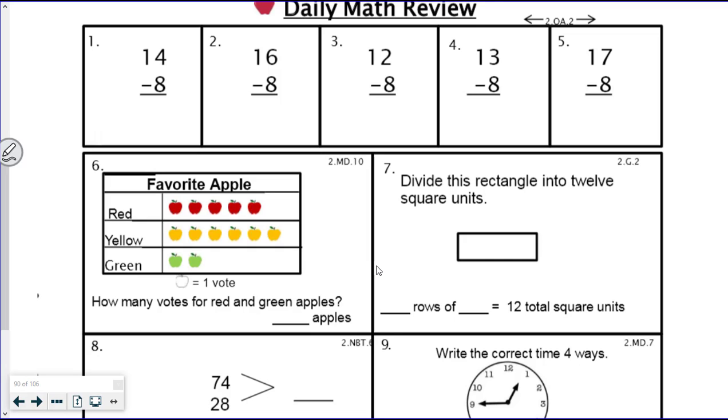Number 7, divide this rectangle into 12 square units. So how can you cut this rectangle up using lines to make 12 little squares, or unit squares, I should say. And then how many rows and how many in each row to get 12 square units. Pause your video and do number 7.